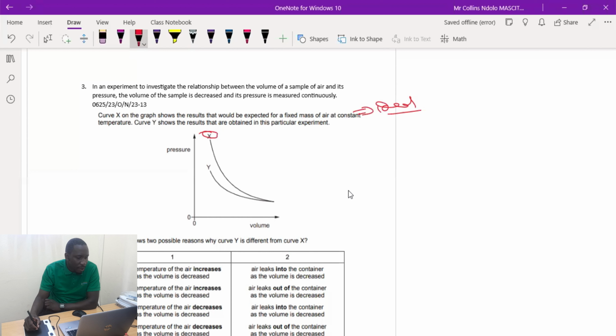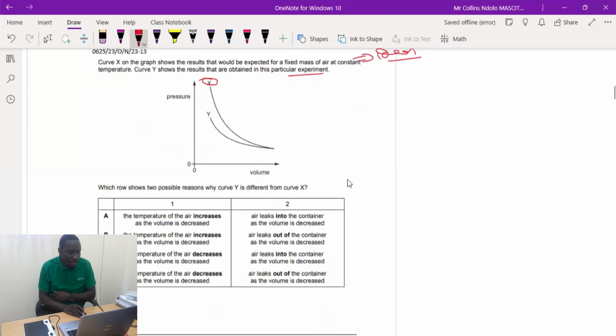Curve Y shows results that are obtained in a particular experiment. So this is now when you're doing the experiment practically, then you get a Y. So what you're seeing here is that now there is a decreased pressure when doing this experiment. Okay, so which row shows 2 possible reasons why curve Y is different from curve X?